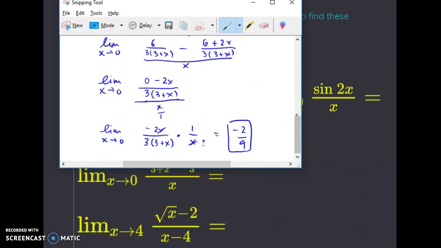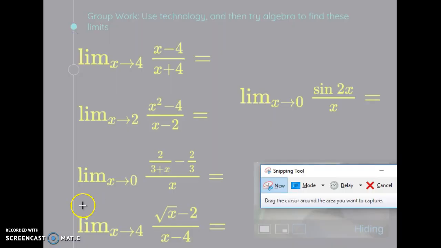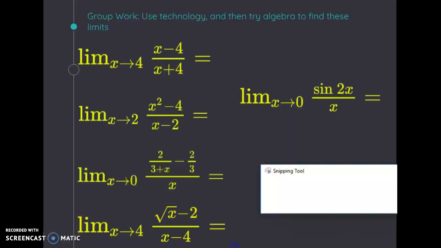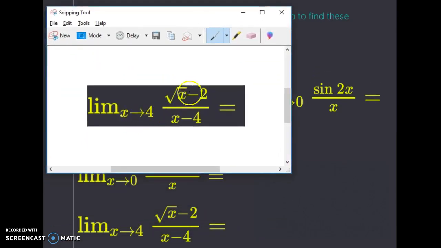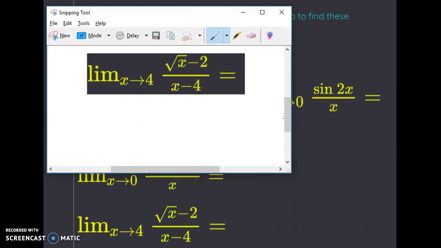So that's another strategy. We can sometimes work out a limit by adding or subtracting rational expressions. All right. Another one. And the limit as x approaches 4. If I plug in 4, again, I get 0 over 0. So that's not going to work. But what I notice here is that I have a radical minus 2.